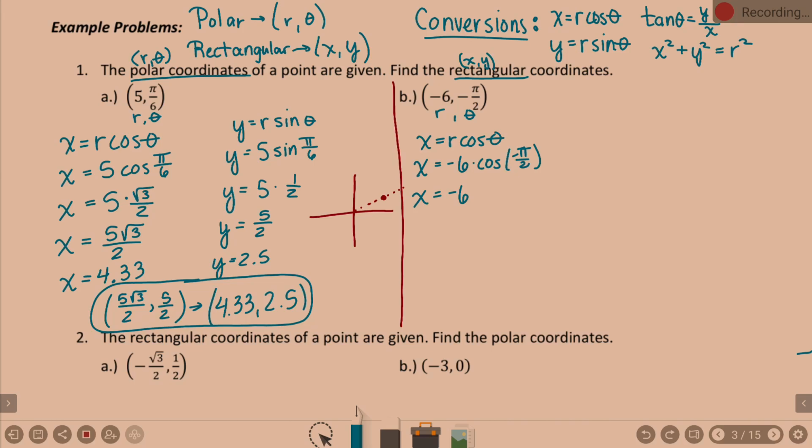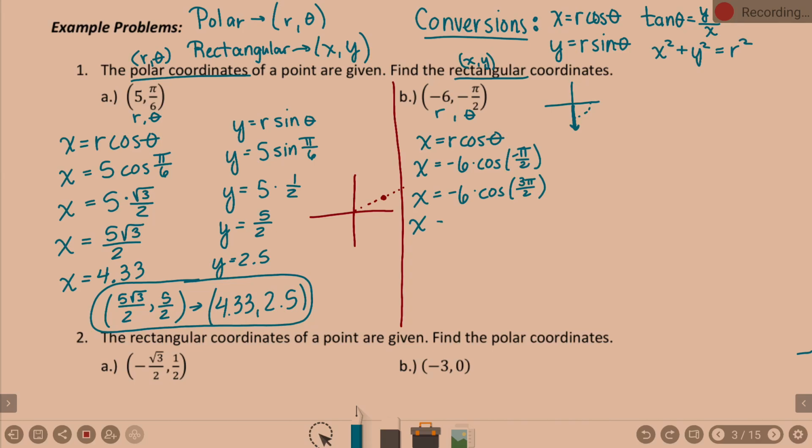Negative pi over 2. And you could rewrite that if you want. I'm not saying you'd have to do this step. But you can think about this as 3 pi over 2. You don't have to write that step in. But just realize, negative pi over 2 would be down here. And so that is 3 pi over 2, yes?